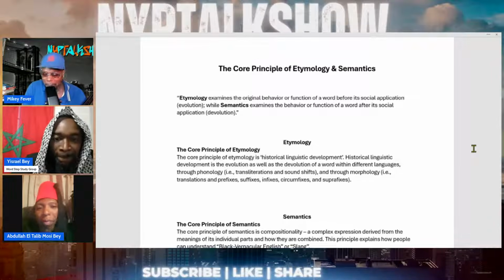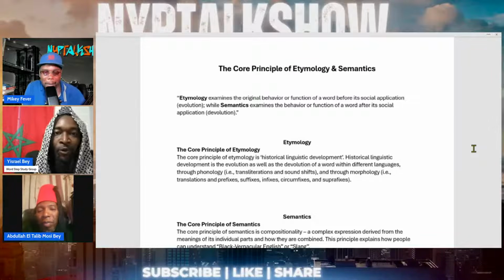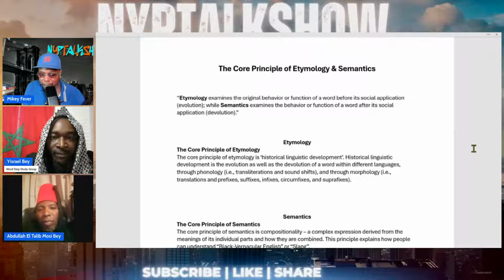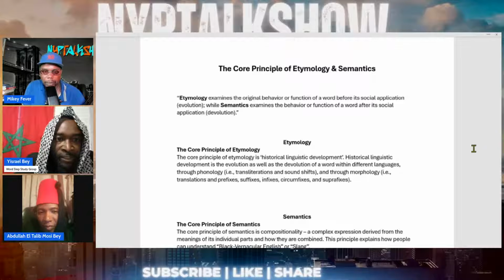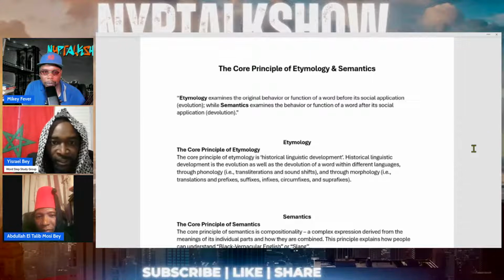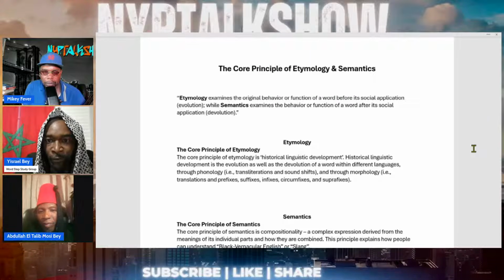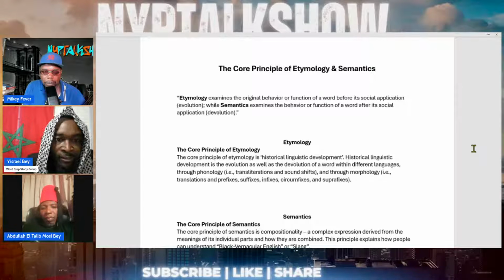So, the core principle of etymology and semantics. Etymology examines the original behavior or function of a word before its social application evolution, while semantics examines the behavior or function of a word after its social application devolution.